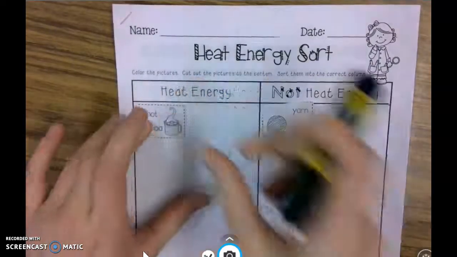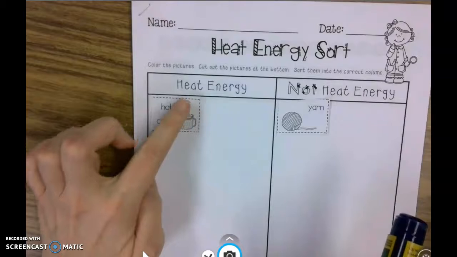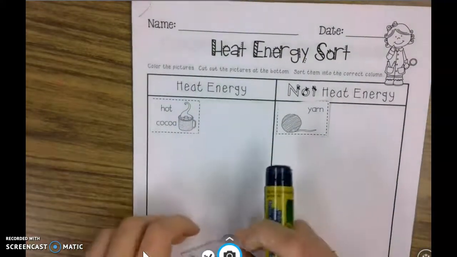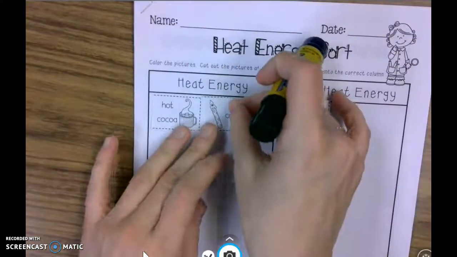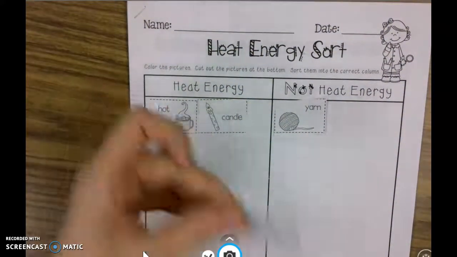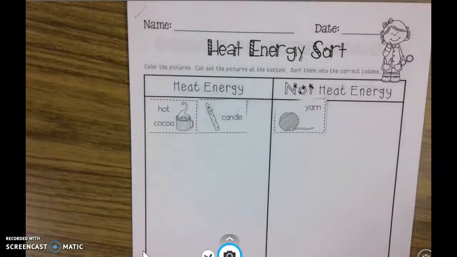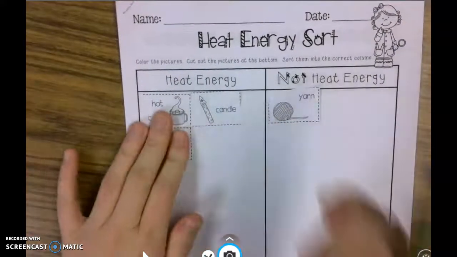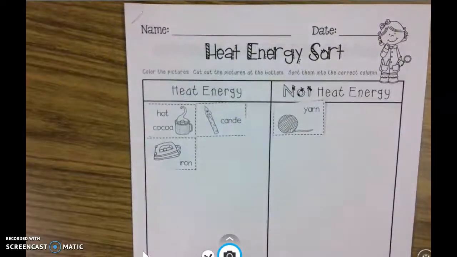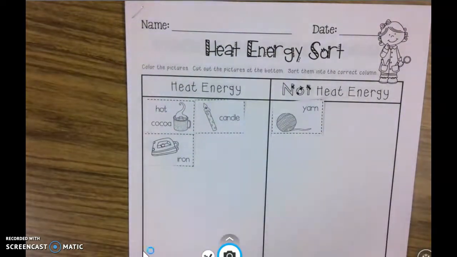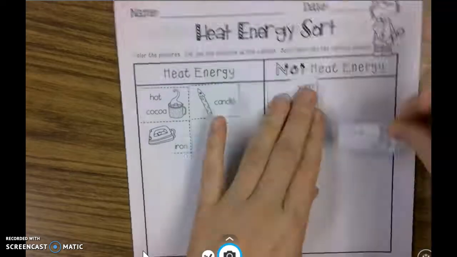So this one's a little trickier. See the steam coming up? That's heat energy. The hot cocoa is hot. A candle is heat energy. An iron is heat energy. It's plugged into electricity, which is heat. Sock? No, that's just a sock.